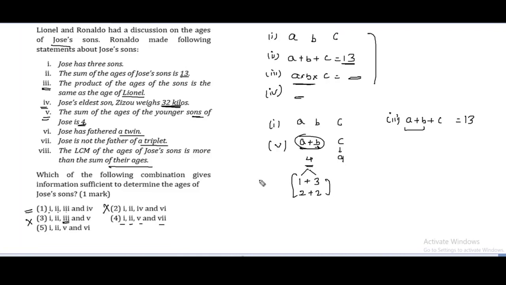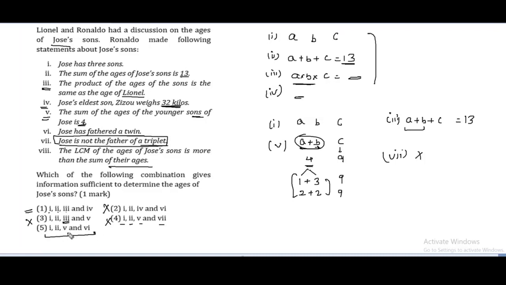Two possible combinations. Look at the seventh information. Joe is not the father of triplets. In both cases, he is not a father of triplets. So again, it is not giving me any further information. So the seventh is of no use.